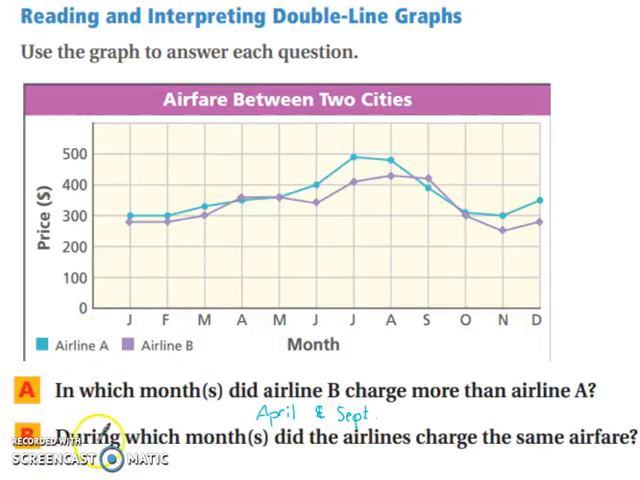So now, during which month or months did the airlines charge the same fare? So that would be when they line up perfectly. So right now, purple's below, it's above, and here we go. It's the same for May. But does it happen at any other time interval? Nope. So therefore, it's just May.